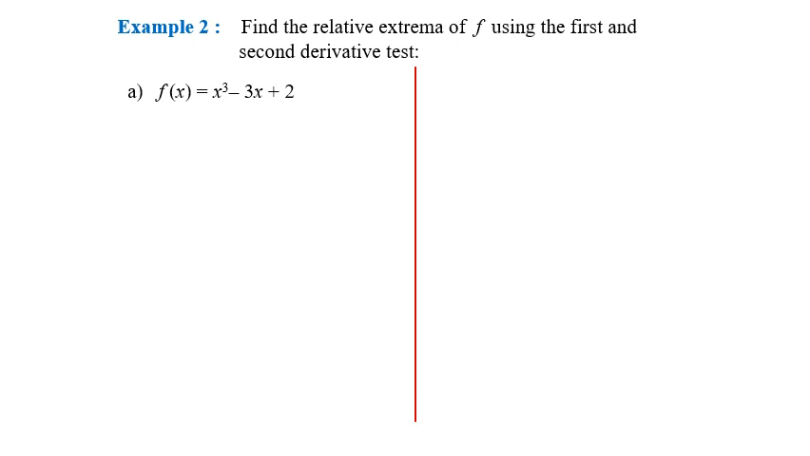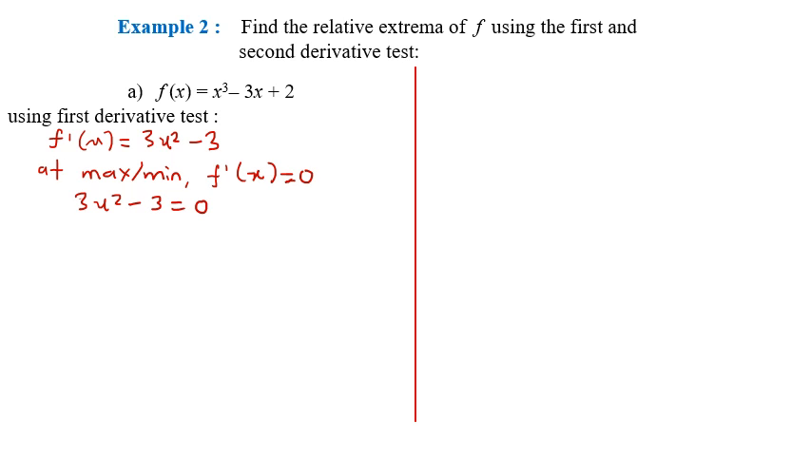Now look at example 2 here. Find the relative extremum using the first and second derivative test. So for question A, given the function x cubed minus 3x plus 2. Using the first derivative test, I won't go into detail because it is actually the same function as example 1. So when we differentiate, we get 3x squared minus 3. And we know that at maximum and minimum, f prime equals 0. So we equate f prime to 0, and when we solve, we got x equals plus minus 1.